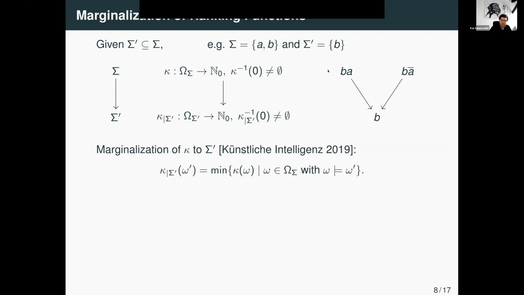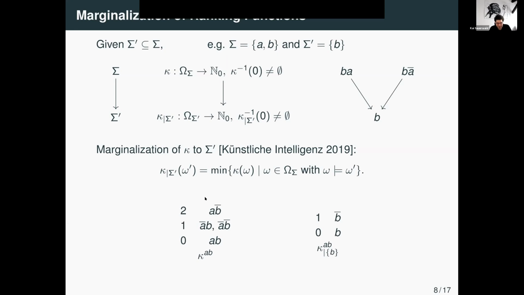So you want to get the rank of this interpretation here in some way from the rank of this interpretation. And the meaningful way here is to do this by taking the minimum of the rank of these two. And this is what we call the process of marginalization.